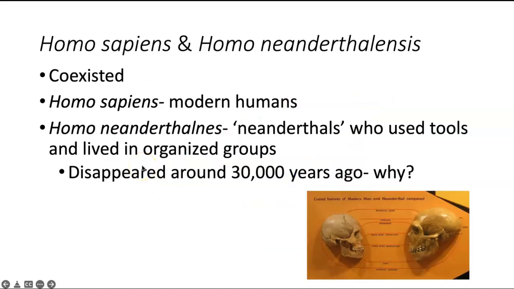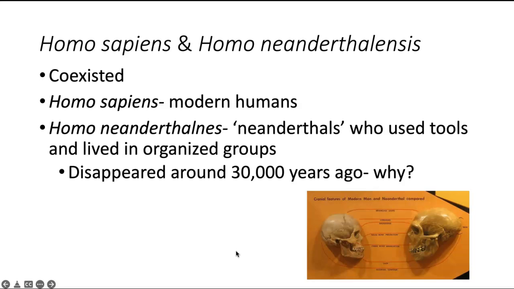All right, the last group we're going to talk about is Homo neanderthalensis. Homo sapiens and Homo neanderthalensis coexisted. We lived together. I think they lived until about 30,000 years ago, based on the most recent fossils discovered. We call them the Neanderthals. They used tools and lived in organized groups similar to Homo sapiens, or modern humans. And they disappeared around 30,000 years ago.